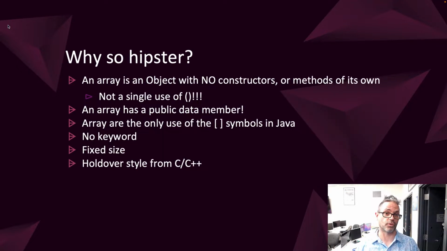I've mentioned before that arrays are hipster. Why are they so hipster? Well, an array is an object that has no constructors, no methods of its own, and there's not a single use of parens anywhere inside it. It's not like anything else in Java. It's special and weird, and not in the best way.